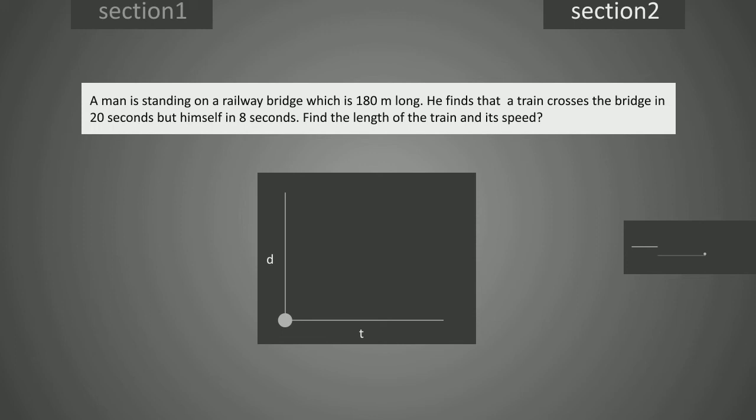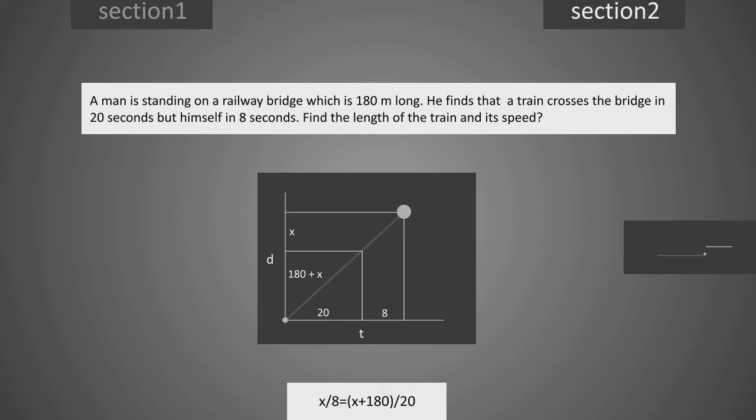which also means it took 20 seconds to cover the train's length, let's say x, plus the bridge's length, and only took 8 seconds to cover its own length. Now as the speed doesn't change, we can equate both those speeds and solve for x. And upon getting x, just substitute it back to get the speed.